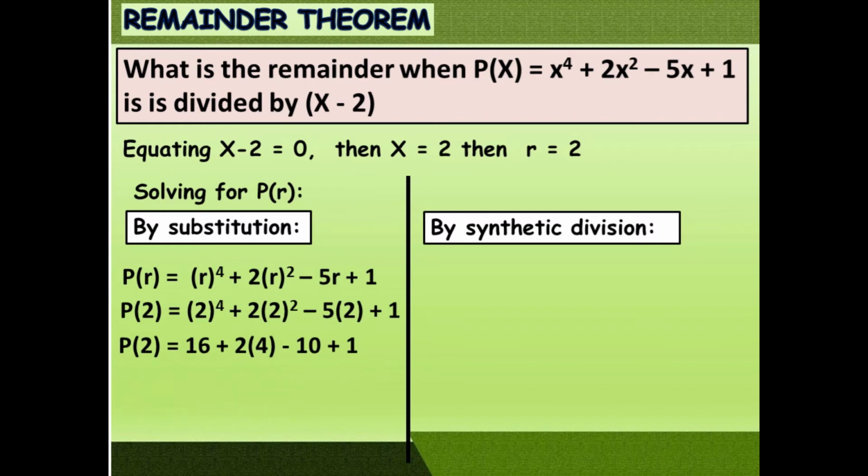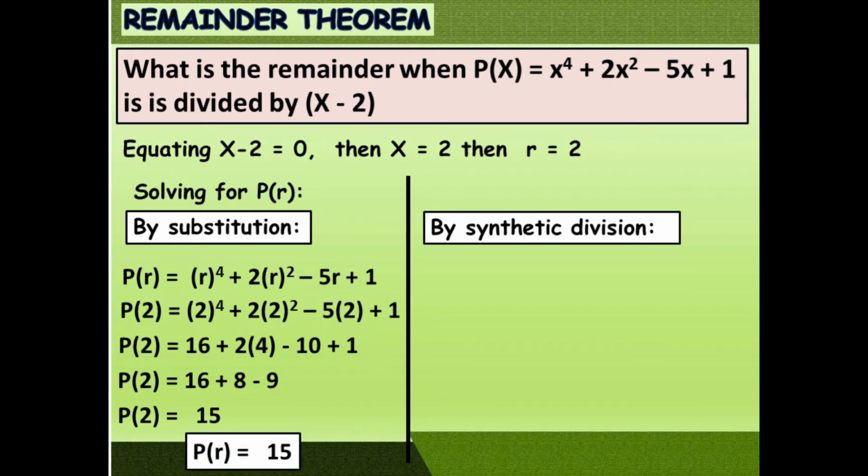By simplifying, we have now 16, since 2 to the 4th is 16, plus 2 times 4 because 2 squared is 4, minus 10 because negative 5 times 2 is negative 10, plus 1. Okay, so we have now P of 2 equals 16 plus 8, where 2 times 4 is 8, minus 9, and that is from negative 10 plus 1 is negative 9. And so therefore our P of 2 is equal to 15, or our P of r is equal to 15.